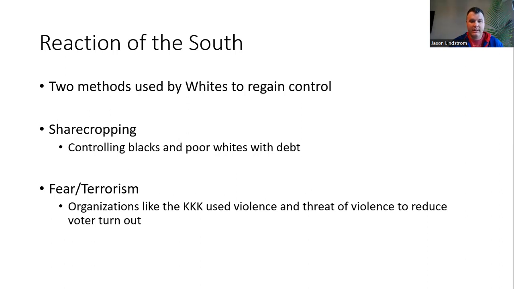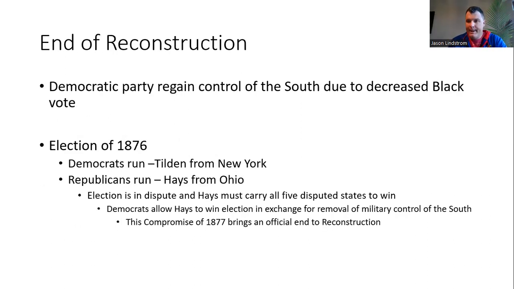And so fear and terrorism become a prevalent force in the South, and that's going to reduce African American voter turnout, which is going to lead to a reduction in the number of African Americans that are elected, and to reduced power and social change for African Americans in the South. By the election of 1876, those two methods had worked pretty well, and the Democratic Party had regained control of the South.